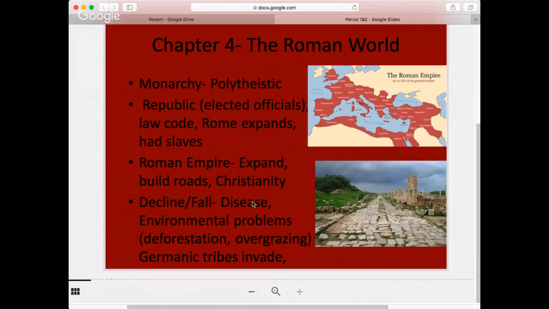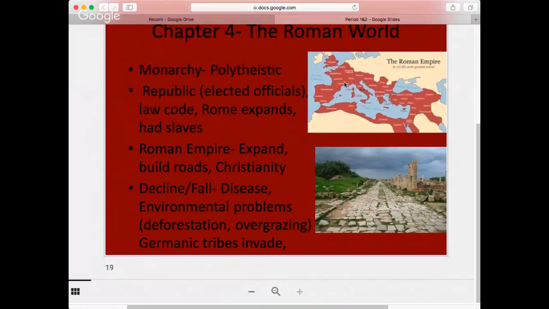They got so big and a bunch of disease spread through the empire. A lot of people died. They had environmental problems like deforestation and overgrazing, and Germanic tribes invaded them and took over. And so the Roman Empire at the end of this period falls.